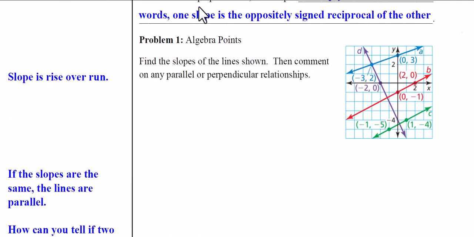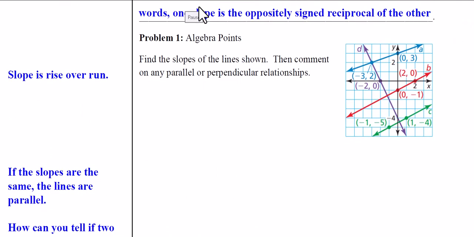So for problem 1, we've been throwing the word slope around a lot. Let's go ahead and do some algebra with the slope. Let's find the slopes of all of these equations, right? Of all of these lines right here. So we have line A, B, C, and D. I'm going to color code them for you.